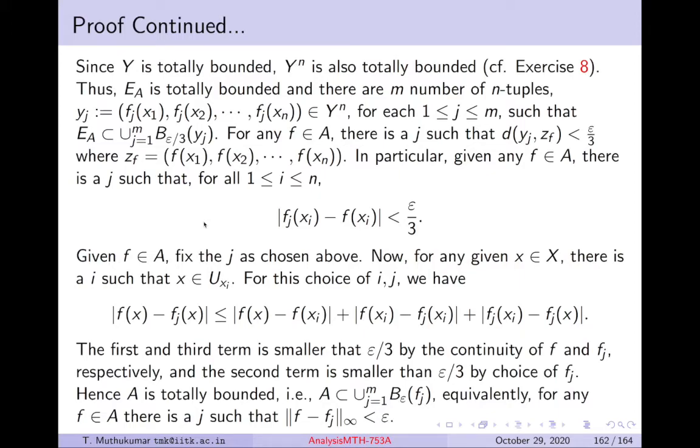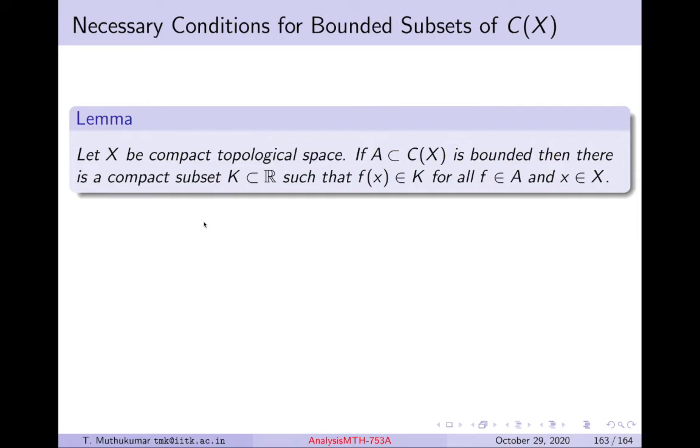Okay, so this means that if the range is a totally bounded metric space, then equicontinuity implies total boundedness. Using this, now there is another simple result: if you have a compact topological space and the space of all continuous functions on it, then any bounded subset of the space of continuous functions has the following property. If it's bounded, then there is a compact set K in R. Here I say R because we have assumed these are all real valued continuous functions. So in the range R there is a compact subset K such that f of x belongs to K for all f in A and all x in X.